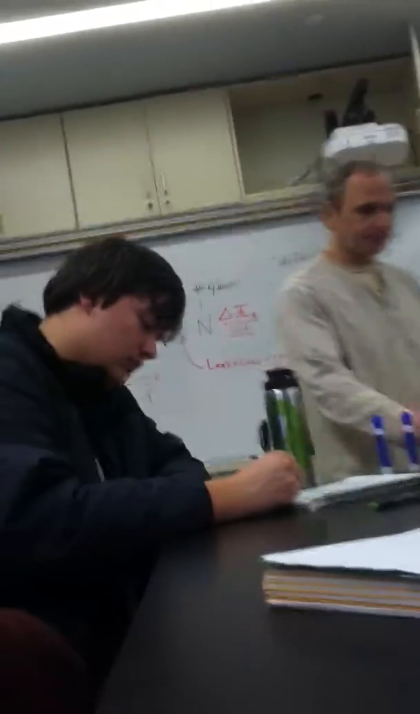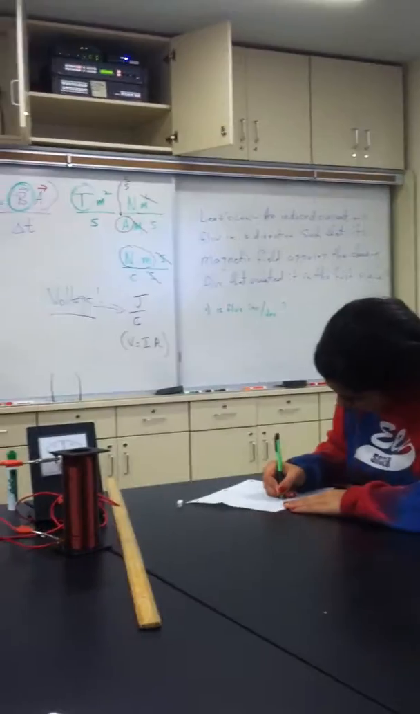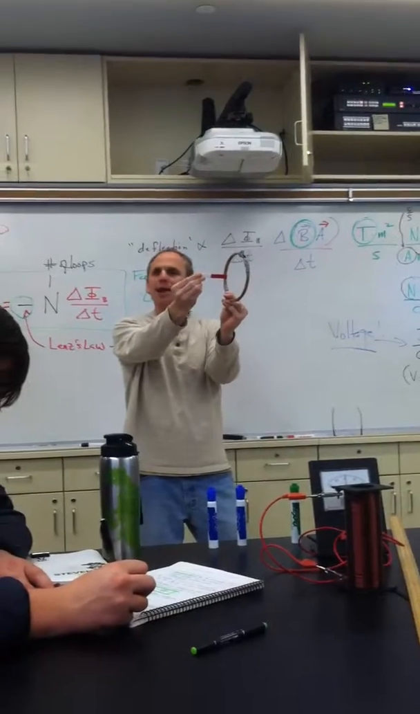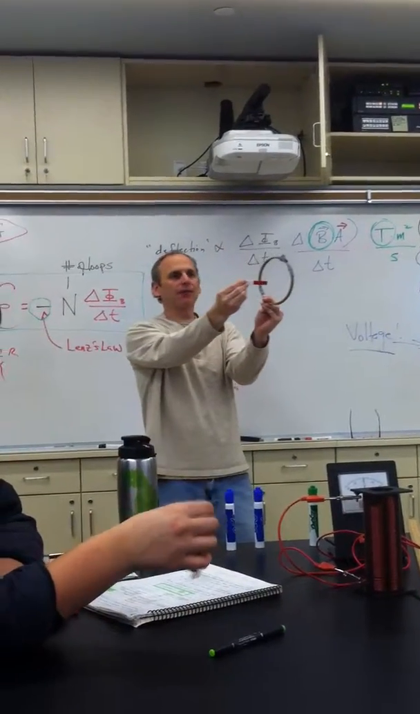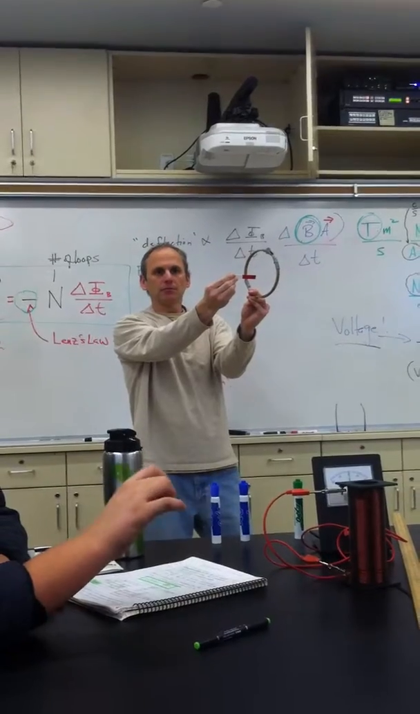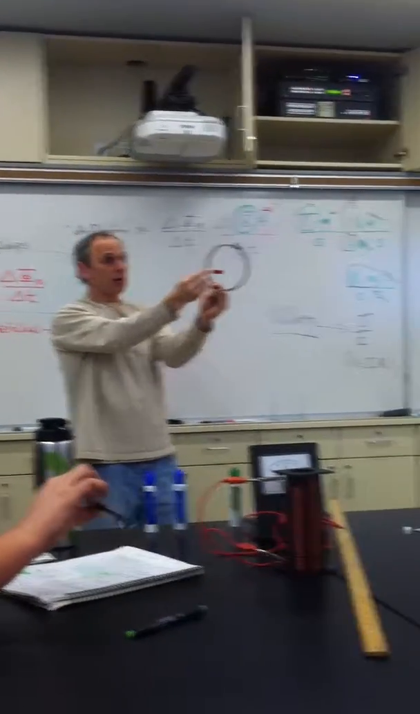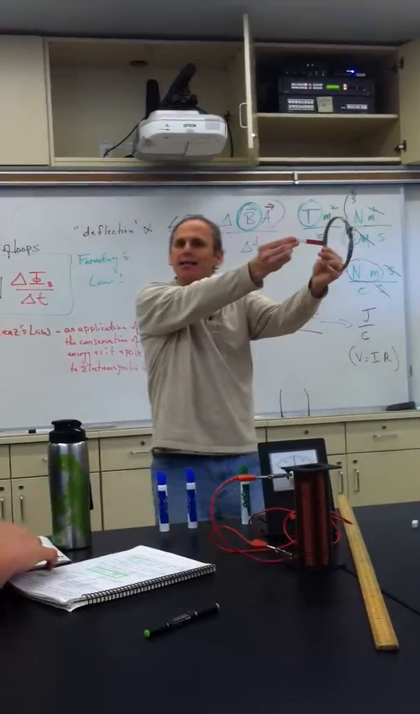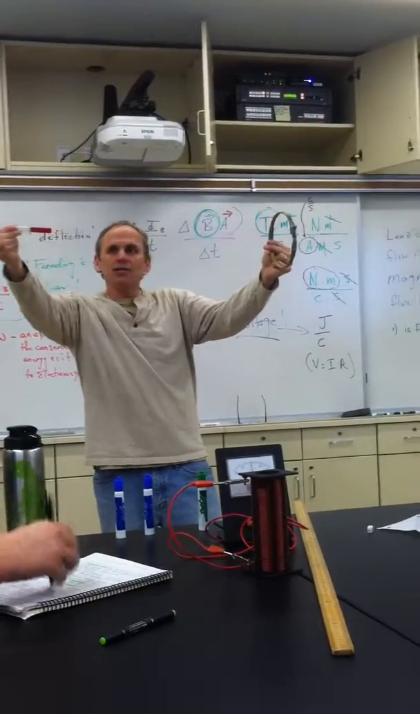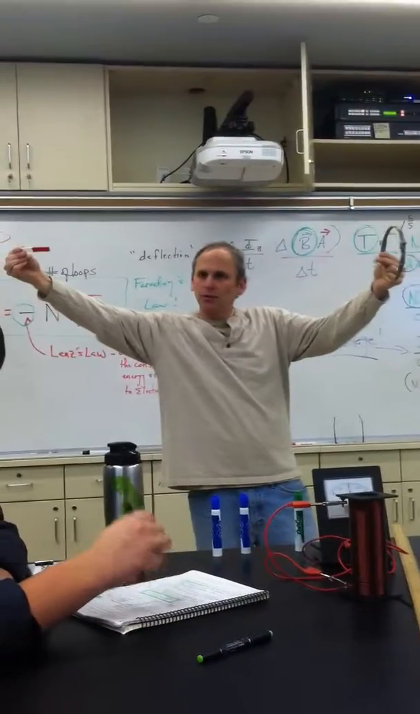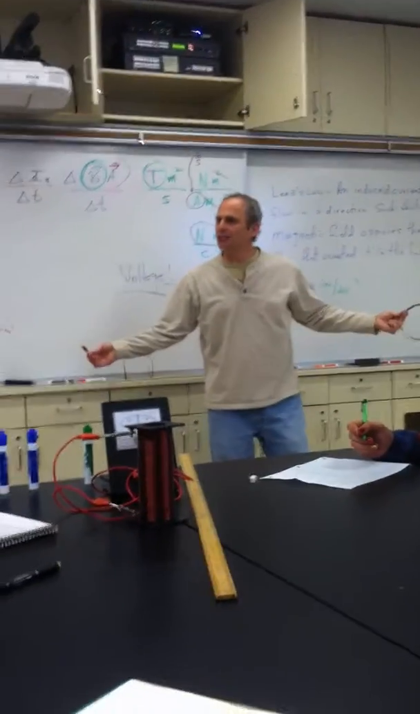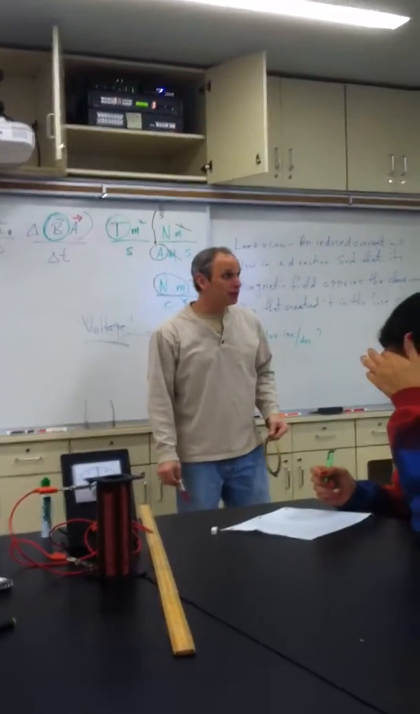You guys, watch this. If I introduce the north side of a magnet to a loop, are more magnetic field lines or fewer magnetic field lines making it through the loop? More or less? More. So with this question, it's increasing. If I withdraw the magnet, are more magnetic field lines or fewer magnetic field lines making it through the loop? Fewer. In that case, it's decreasing. It's easy, isn't it?